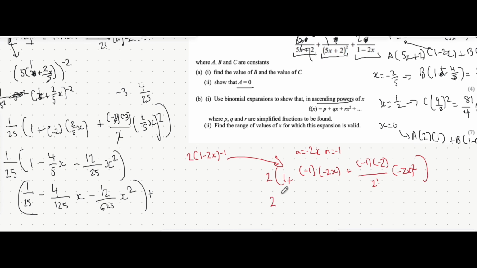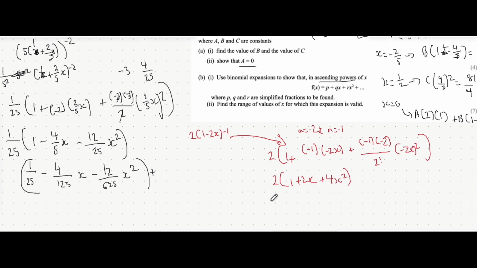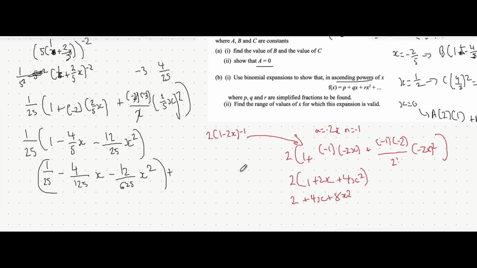Okay, so minus 1 times minus 2x is positive 2x. Minus 1 times minus 2 is 2 over 2 factorial is 1. So we have 1, and then minus 2 all squared is 4, so that becomes plus 4x squared. And then now we can expand out the brackets by multiplying everything in the bracket by 2. So it becomes 2 plus 4x plus 8x squared. So let's write that out here. 2 plus 4x plus 8x squared.